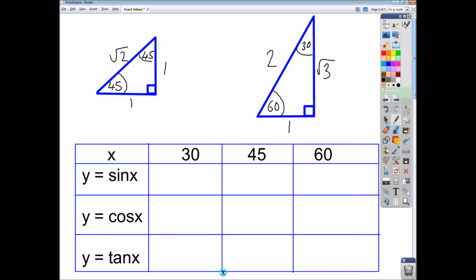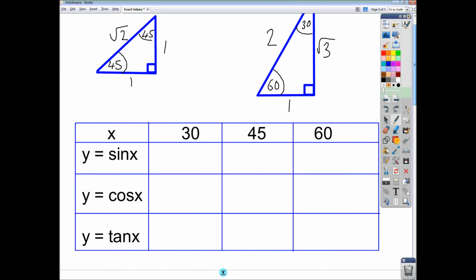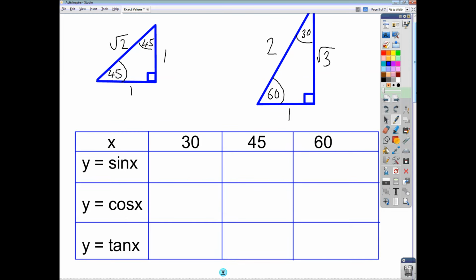Okay, so let's have a look at just extracting the information, just using SOHCAHTOA, basic right angle trigonometry knowledge, to identify the exact values of sine, cos, and tan for these angles. So if we look first of all at when we look at this triangle here, when the angle is 45, sine 45 is opposite over hypotenuse, so it's 1 over root 2. Cos 45 is adjacent over hypotenuse, which again is 1 over root 2. And tan 45 is opposite over adjacent, which is 1 divided by 1, which is 1.